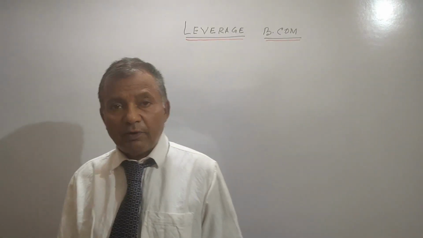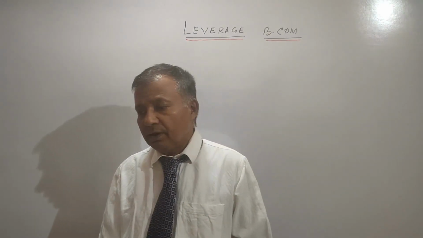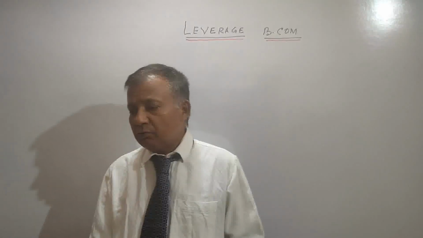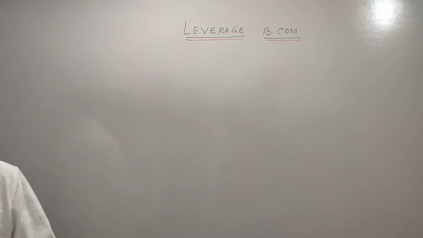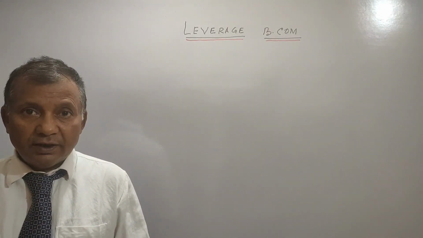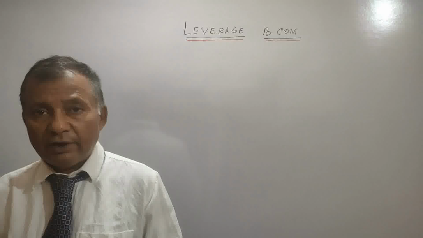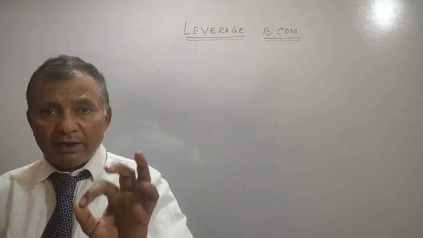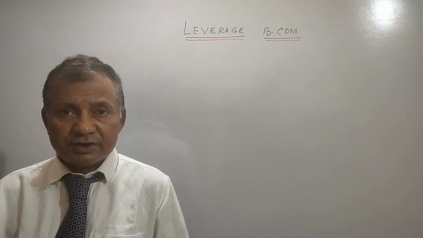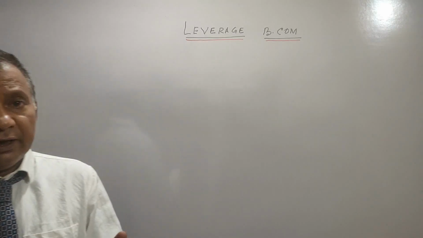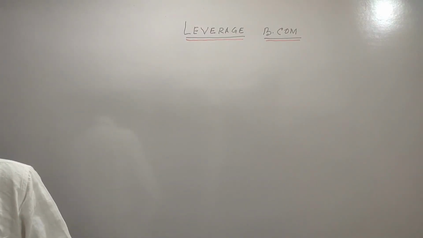Friends, you have read problem number 4. It is a slightly different type of problem, and they have asked you to calculate the percentage change in EPS if sales increase by 5%. In DCL, degree of combined leverage, there are two formulae. One is contribution by EBT, and the other is percentage change in EPS by percentage change in sales. Both formulae will be applicable in this question. So friends, let us proceed.